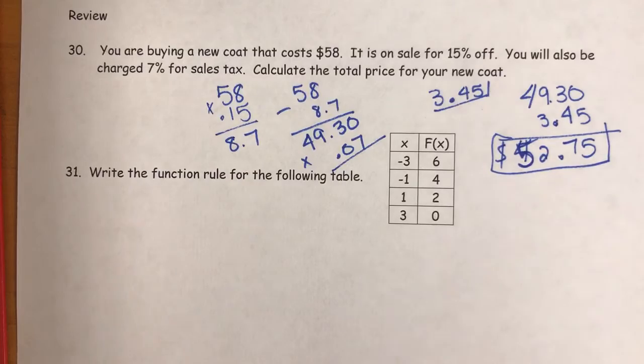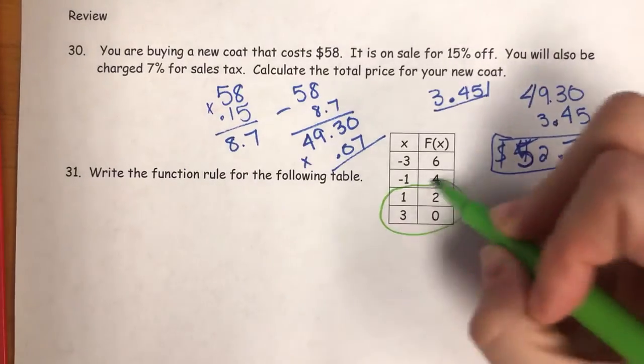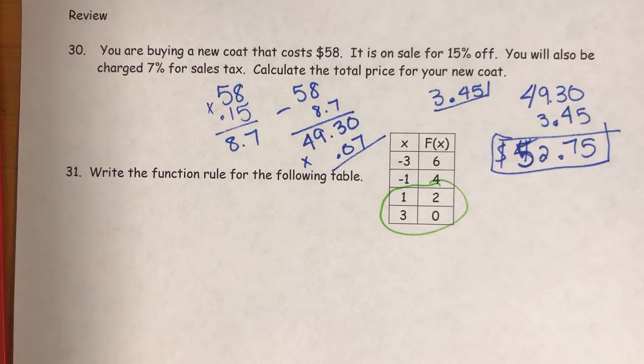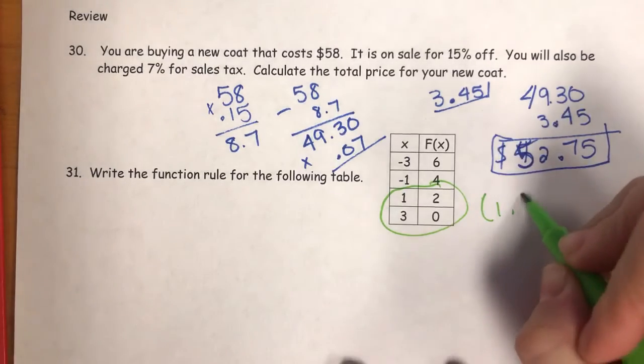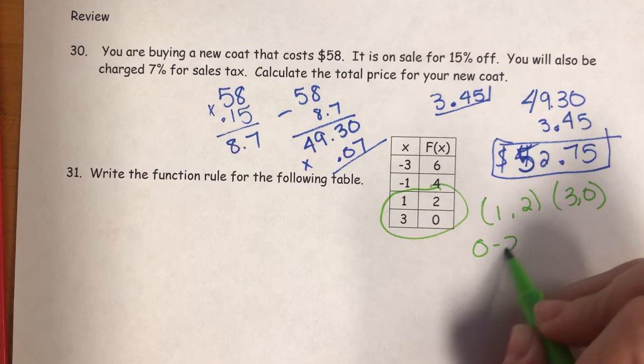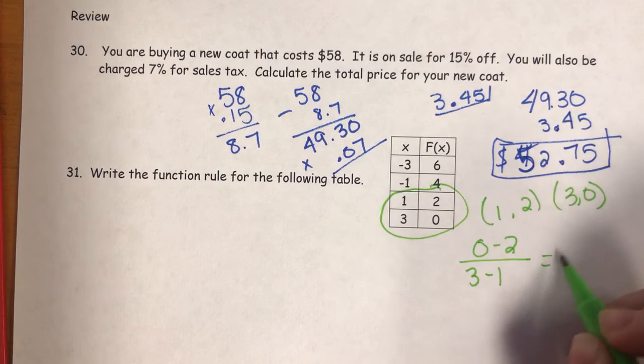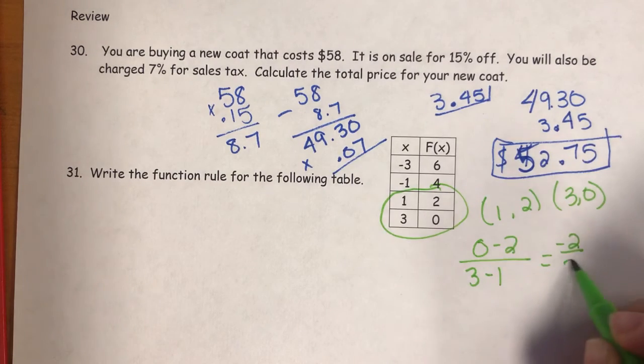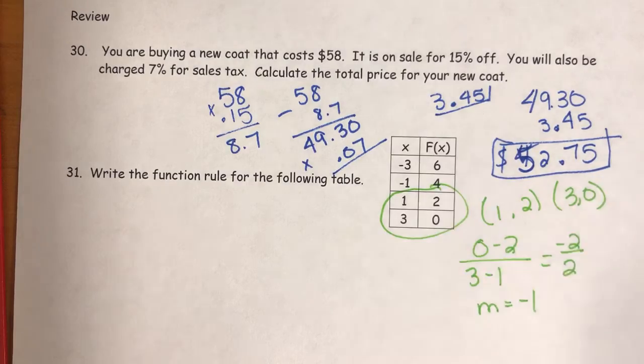Okay, the last one, we need to write the function rule. So we're going to pick 2 points. I'm going to actually pick the bottom 2 this time because there are positives. So I have the point 1, 2 and 3, 0. So 0 minus 2 over 3 minus 1 gives me a -2 over 2. So my slope is going to equal -1.